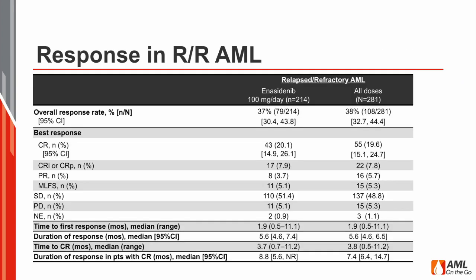The response in patients with relapsed and refractory AML is shown on this slide. You can see that in the group of patients who received whatever dose of the drug, the overall response rate was 38%, with a complete remission rate of 19.6%. The CRi and CRp rate was 7.8%, partial remission rate of 5.7%, and morphologic leukemia-free state of 5.3%. This is a drug that takes time to work. The time to first response was 1.9 months.